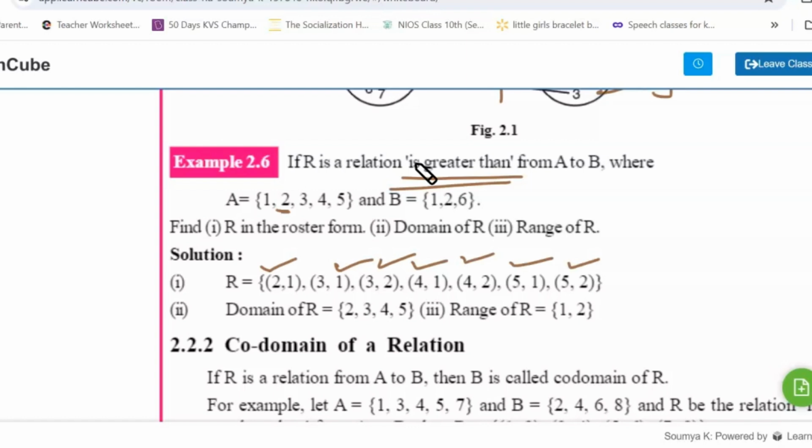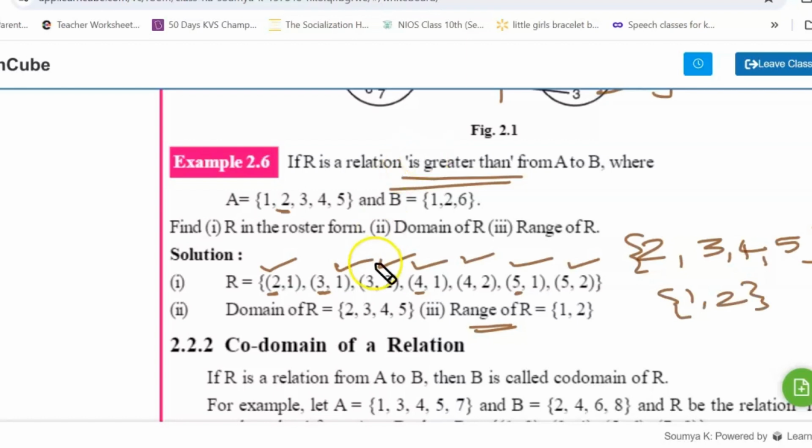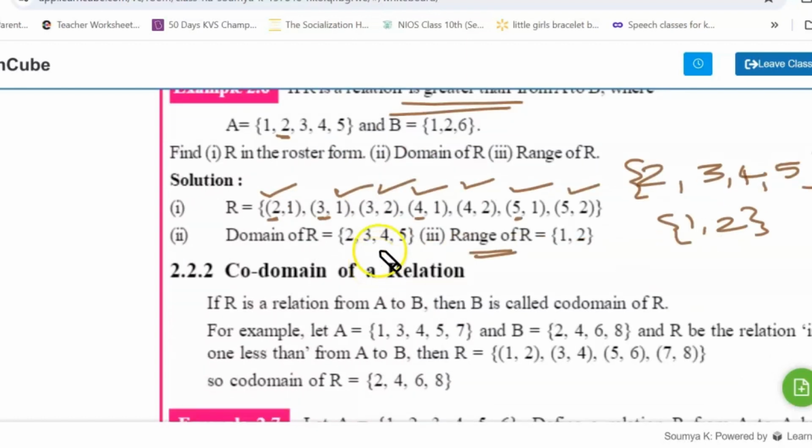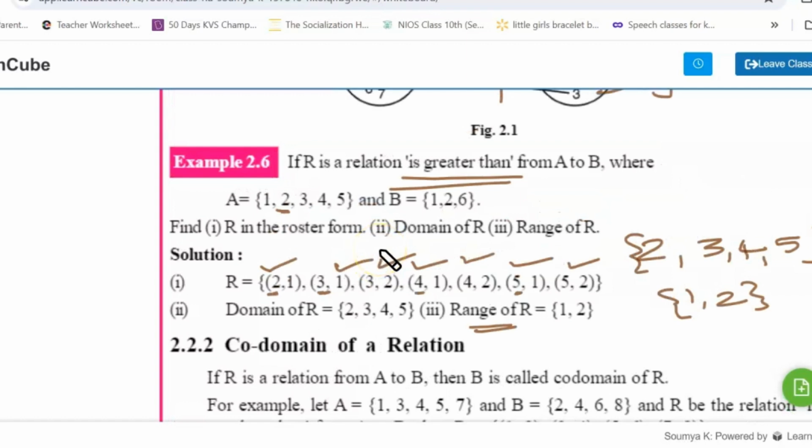Next question is the domain of R. Domain is the first part, that is 2, 3, 4, 5. This comes under domain, and range is 1 and 2. So these are the elements in the range. Hope you understood how to do this question. Practice more questions so that this becomes much clearer for you.